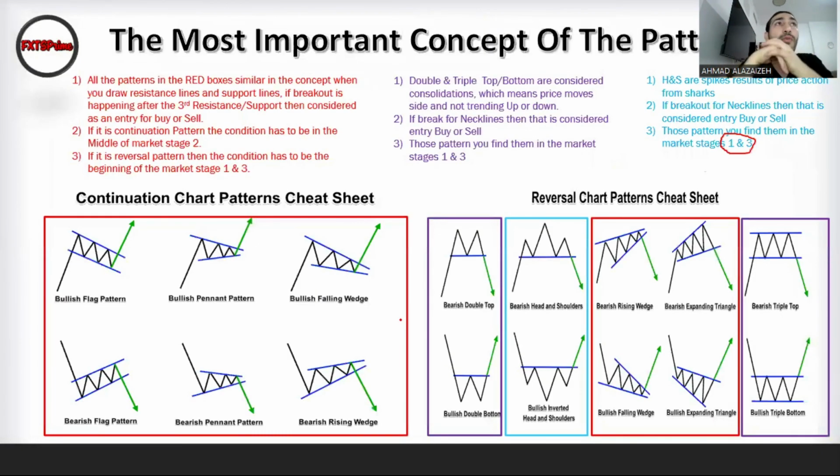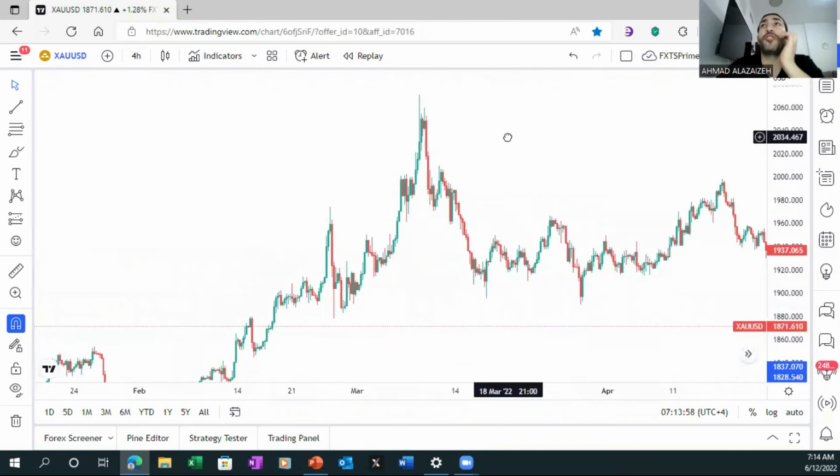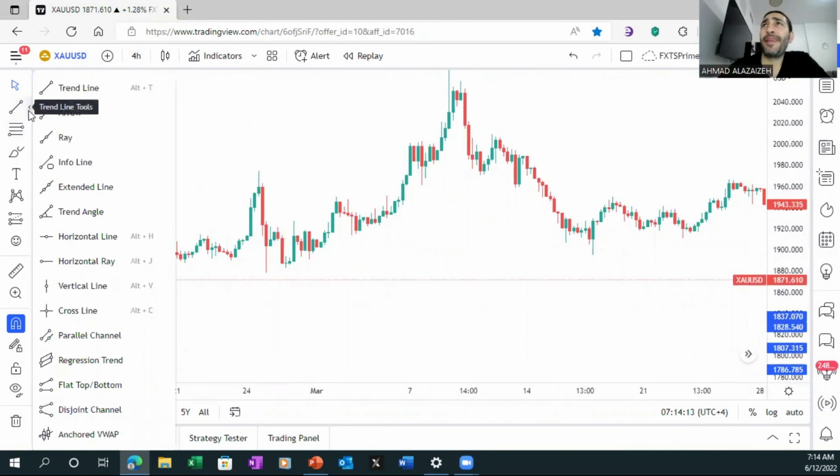So now guys, I would like to move to the chart and identify some of the patterns on the chart. So this is the chart, guys. So let's discuss head and shoulders. First of all, I will explain 2 or 3 patterns, then we will close this video.